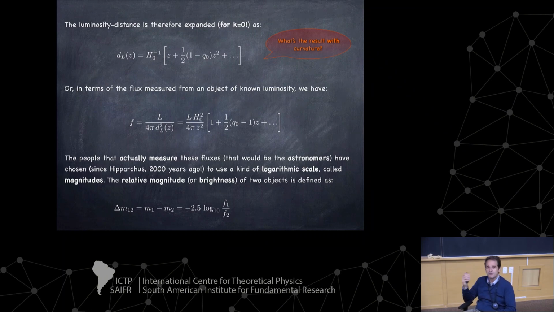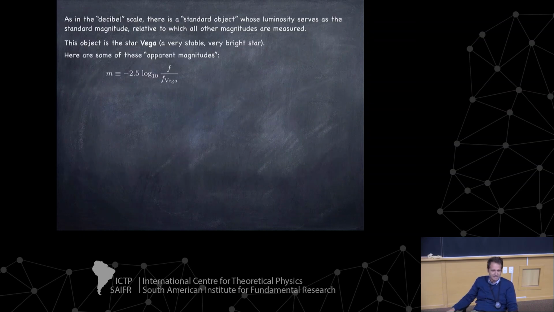So if you have two objects, say two stars in the sky, okay? The two fluxes of these two stars translate into two magnitudes. So astronomers always talk about magnitudes of objects, okay? So this is what they do. And how do they do this in practice? They have a standard, and they measure things relative to that standard. This is like the decibel level of sounds, for instance, okay?